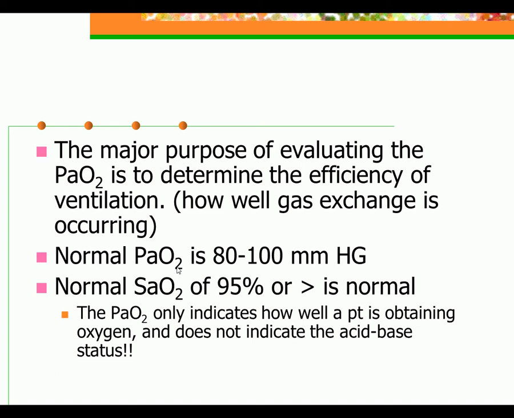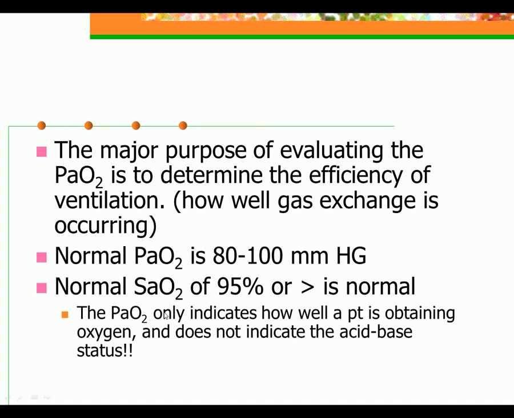Normal O2 is 80 to 100. Normal SaO2, which is saturation, is 95% or greater. Now, this is for a normal, healthy individual who's under 60 and who's breathing room air, okay? So you will need to know these norms for exam purposes, particularly the normal O2, or oxygen level, is 80 to 100, and the oxygen saturation, or pulse ox reading, should be 95% or greater, okay?